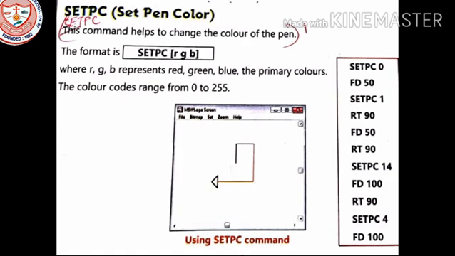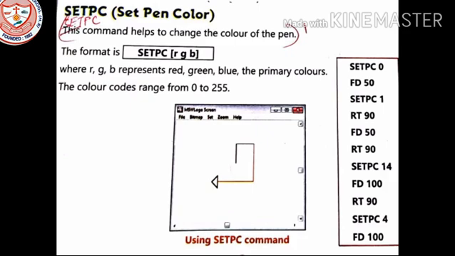So these are the primary colors: red, green, blue. You can change colors according to these primary colors. Red, green, blue are the primary colors. The color code ranges from 0 to 255. So what is the color code? The color code ranges from 0 to 255.